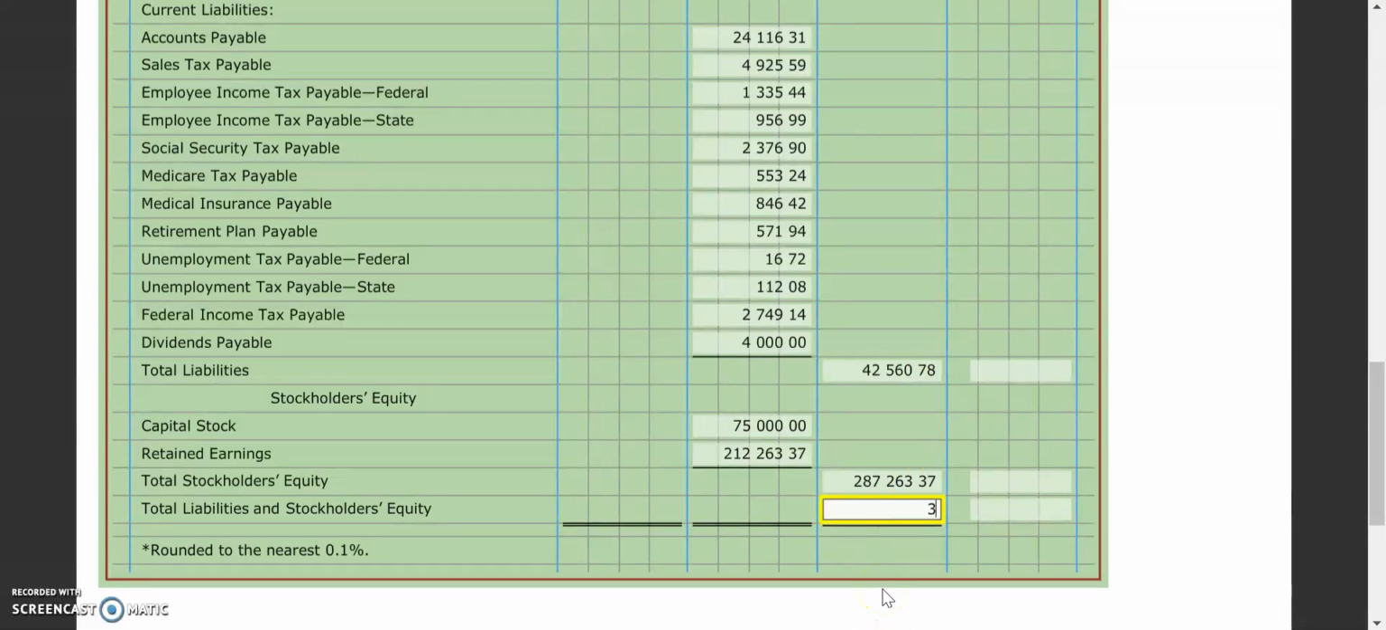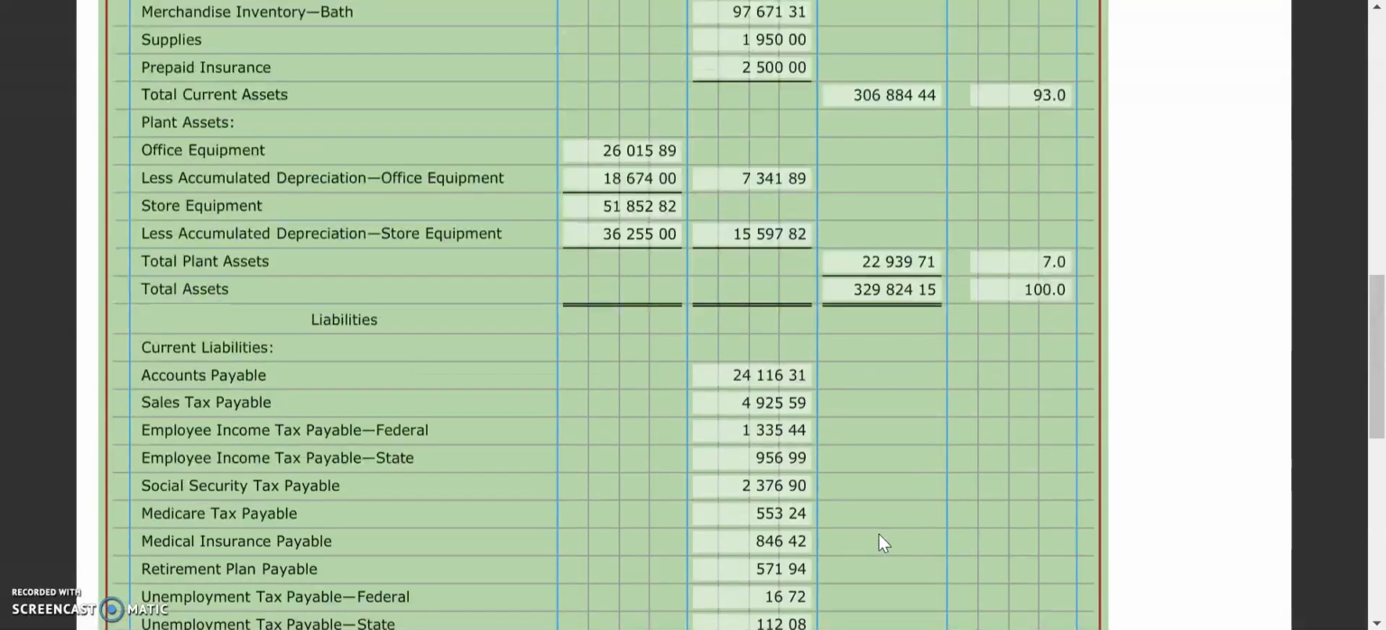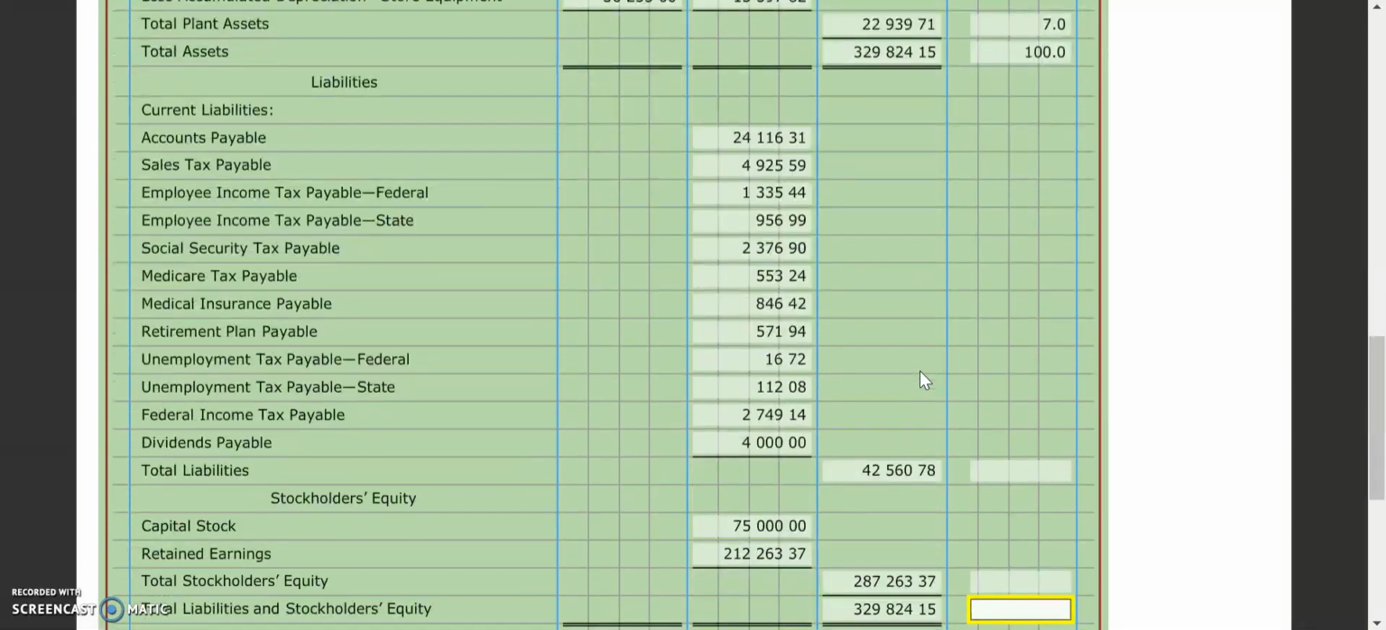And we end up with $329,824.15. Remember that this number, total liabilities and stockholders' equity, should be the same number as our assets. If it is not, that means that you have an error somewhere. Luckily for us, everything looks good, so we're okay.